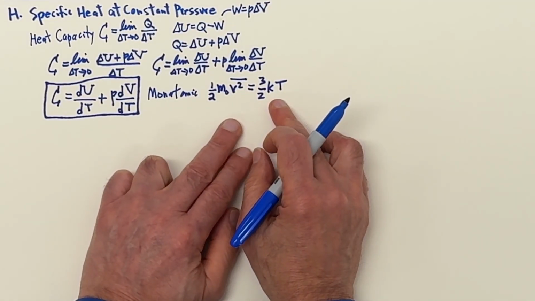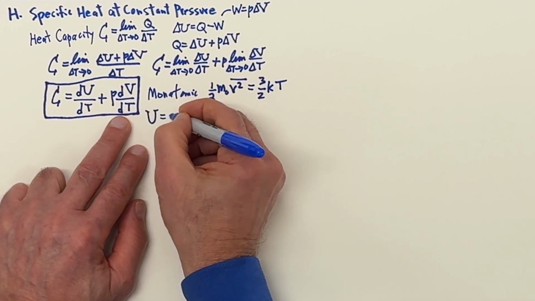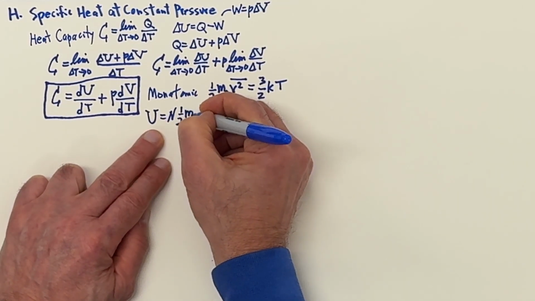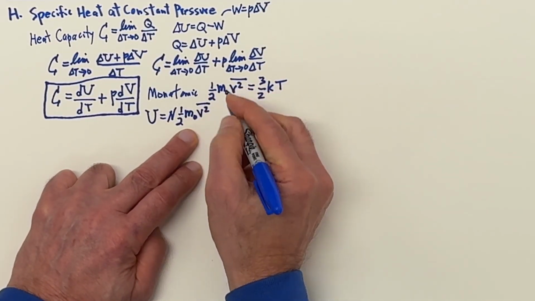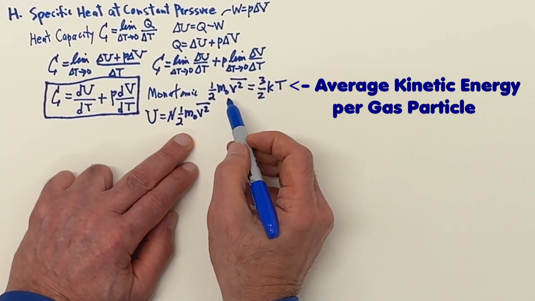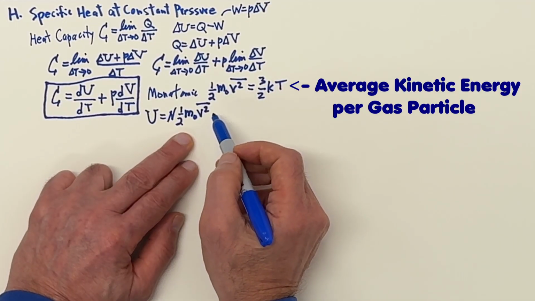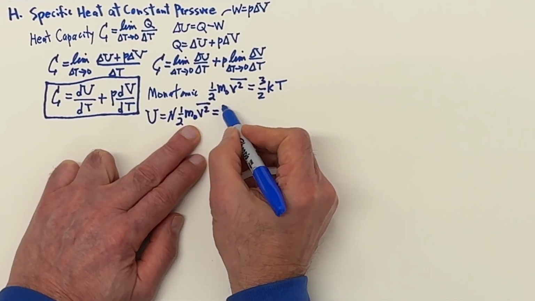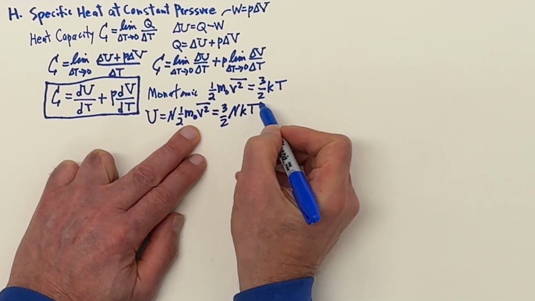We derived that before. And if you want the energy of the gas, you would multiply by the number of particles. Number of particles times 1/2 m naught, the mass of a gas particle, times the average velocity squared. See, this is the kinetic energy. So the kinetic energy of the gas is related to 3/2 kT. So here we can write this as 3/2 N kT. Now remember, this N is the number of particles.